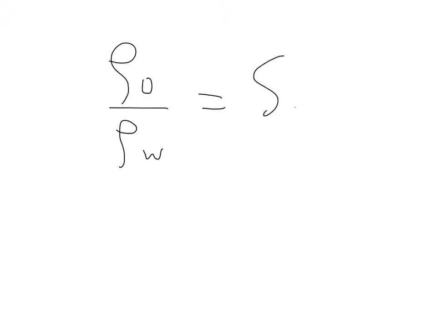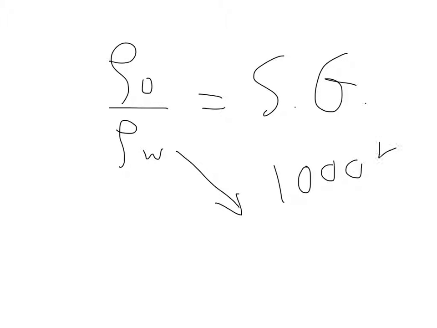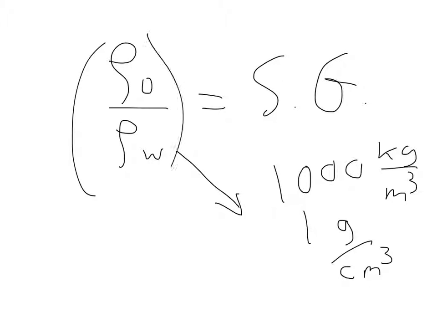Well, the density of the object divided by the density of water is something known as specific gravity, which I'll abbreviate Sg. It basically gives the ratio of the density of the object to the density of water. Now, if you remember that the density of water is either 1,000 kilograms per cubic meter or 1 gram per cubic centimeter, then this ratio basically gives you a unitless representation of the density of the object.